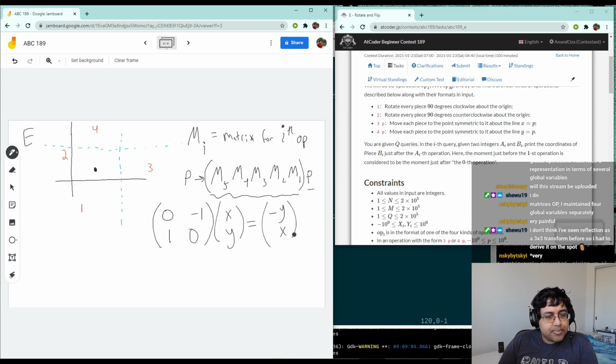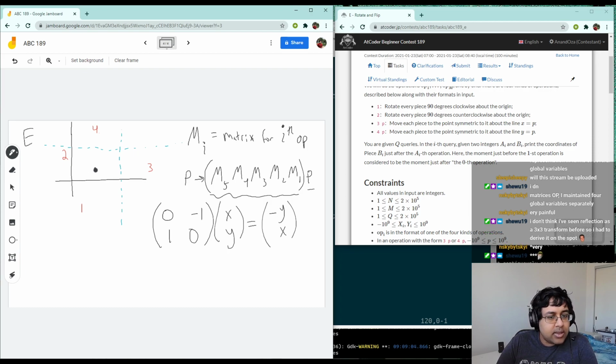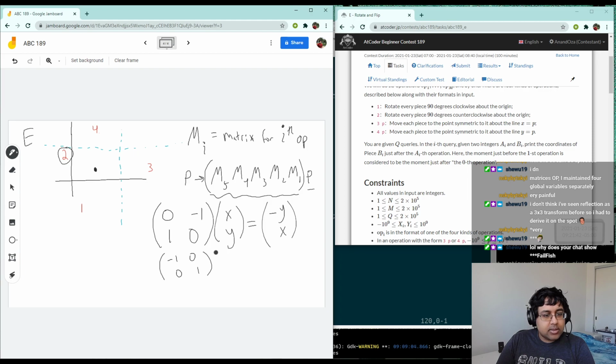negative y, x. If you look at this point and say that this point is x, y, then negative y comma x would actually be here. So this is our matrix for operation 2. And then for reflection, it's pretty easy if you're reflecting over the x or y axis. You could do something like this to reflect over the y-axis.